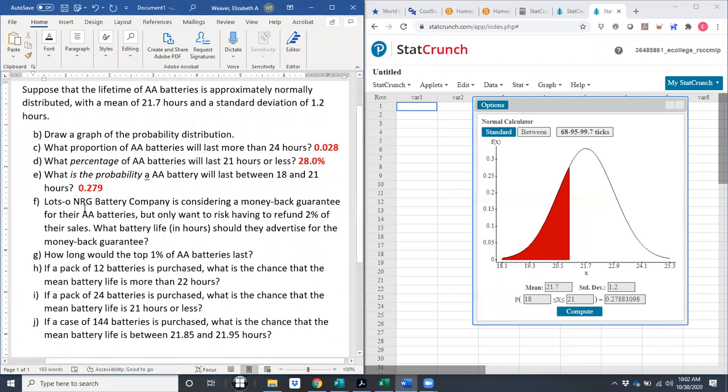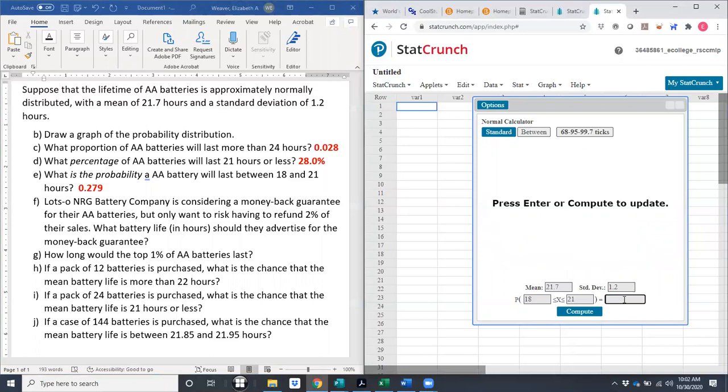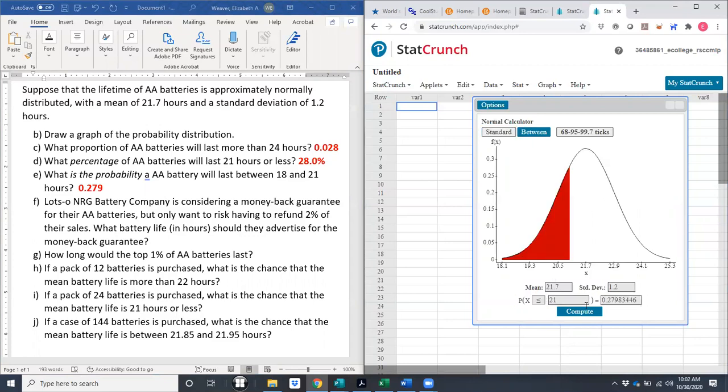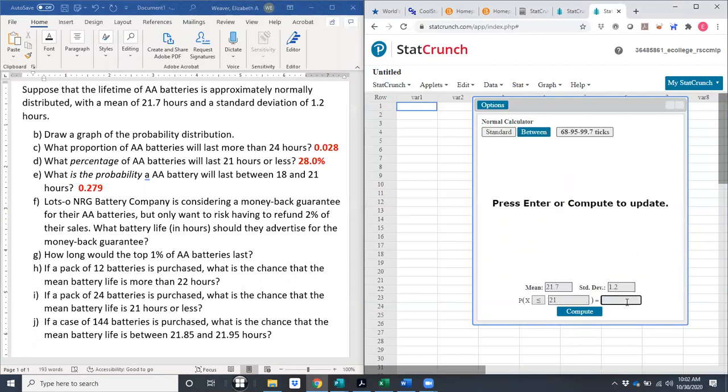All right. Next, we're wanting to find a value, not a probability. So we've got a battery company that is considering a money-back guarantee for their batteries, but only wants to risk giving a refund of 2%. So that basically means what value. So now we're going to try and do, whoops. We don't want between. So let me go back. There we go. I'm sorry. We're going to put a value in this box to the right of the equal sign, and then we'll get an answer here.